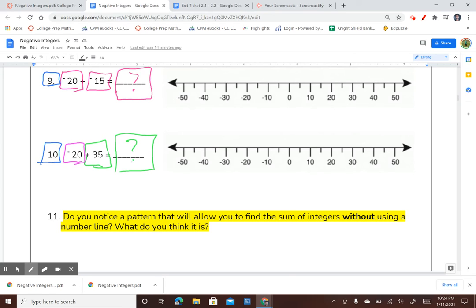So in other words, question 11 is asking, when we're adding two negative numbers, what do we know for sure about our final answer? Is it positive or negative? And then when we're adding a negative and a positive number, what could help us figure out what that answer is without having to use a number line? So it's going to take a little bit of thinking, but we're going to go back to this question and we're going to see if you actually can figure out the trick here for solving. All right, go ahead and give it a shot.